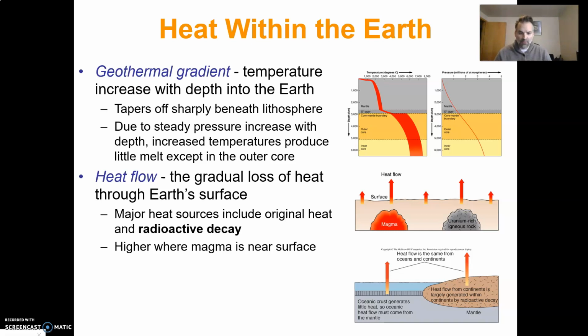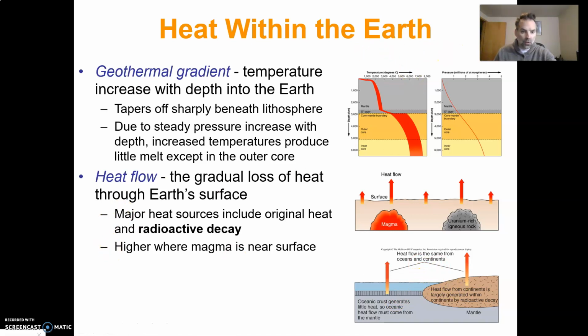Heat flow is the gradual loss of heat through the Earth's surface, and here's a diagram showing it. If you're closer to a magma chamber, you're going to have a higher heat flow. And if you have very uranium-rich rocks, they give off radioactive decay, and that's where most of our heat is derived from, radioactive elements. Here it's showing again that heat flow is the same for oceans and continents as well.